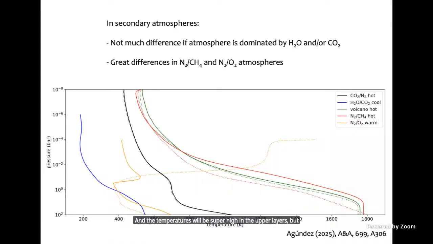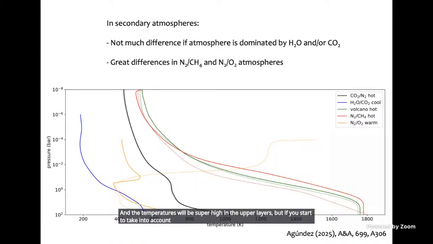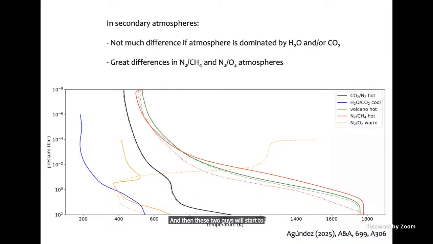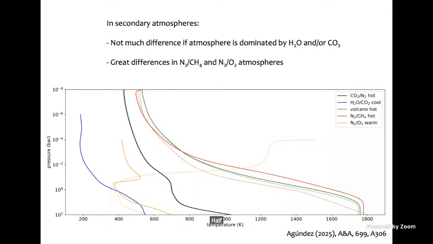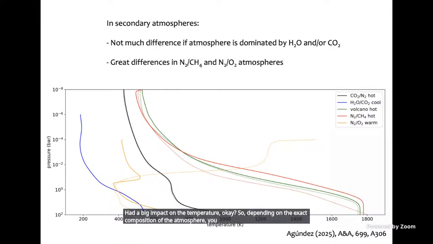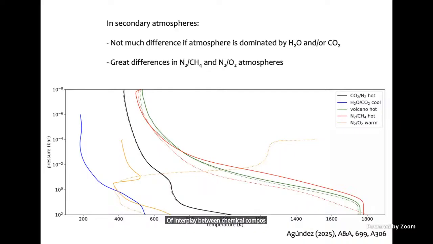But if you start to take into account the chemistry, then these two will start to produce nitrogen oxides that are more opaque in the infrared and will have a big impact on the temperature, okay? So depending on the exact composition of the atmospheres, this effect of interplay between chemical composition and temperature may be very important or not.